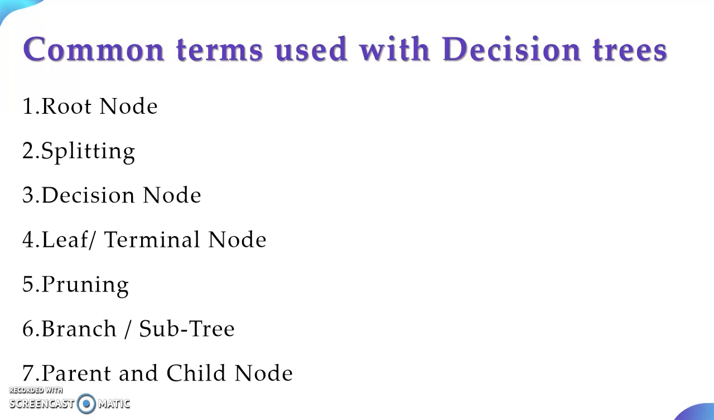Then leaf or terminal node. Nodes that do not split are called leaf or terminal nodes. Pruning. When we remove subnodes of a decision node, this process is called pruning. You can say it is the opposite process of splitting. Branch or subtree. A subsection of the entire tree is called a branch or subtree. Then parent and child node. A node which is divided into subnodes is called a parent node, whereas the subnodes are the children of the parent node.